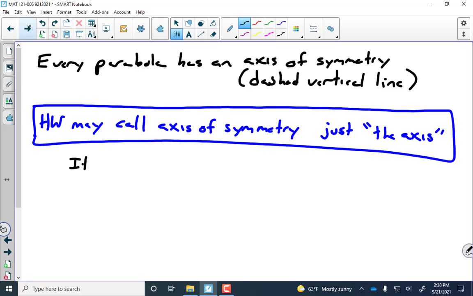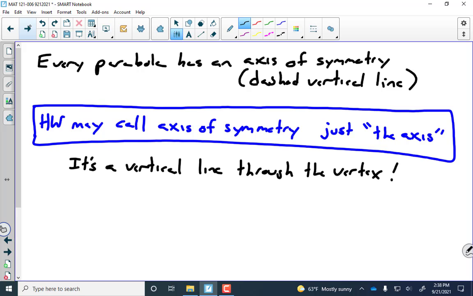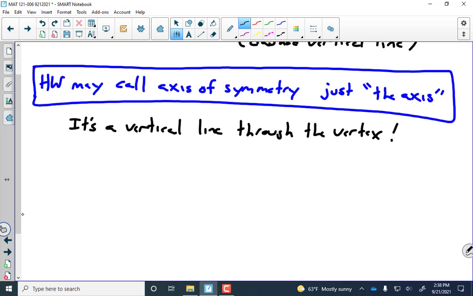Now, it's a vertical line through the vertex. And since it's a vertical line, is it going to be x equals or y equals if it's a vertical line? X equals. X equals for a vertical line, and it's going to go right through the vertex. So the x value is going to be negative b over 2a. In other words, x equals the x value of the vertex. So if you know the vertex, then you know the axis of symmetry.